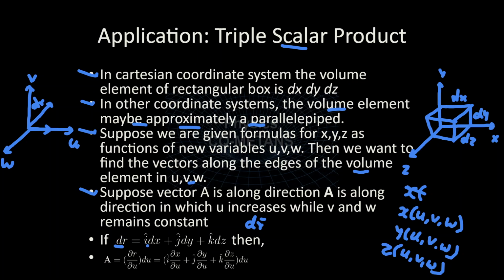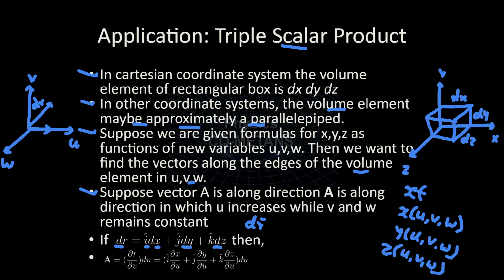So that is i cap dx plus j cap dy plus k cap dz. Then how can I write this vector? Vector A is the differentiation of this with respect to u, because v and w are constant. If I differentiate, I get dx by du, because x is a function of u, v, and w, then dy by du and dz by du, times du.